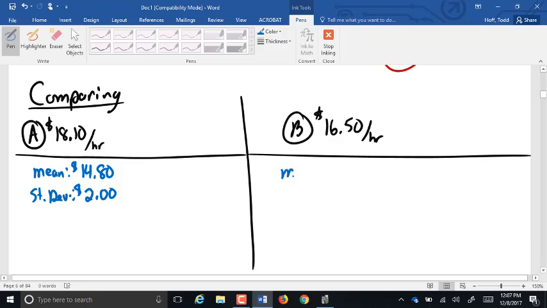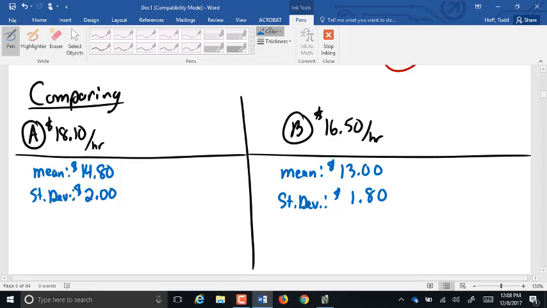In the area from job offer B, the mean starting wage is $13 per hour with a standard deviation of $1.80. Let's find the z-score.